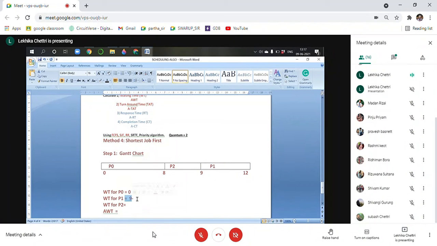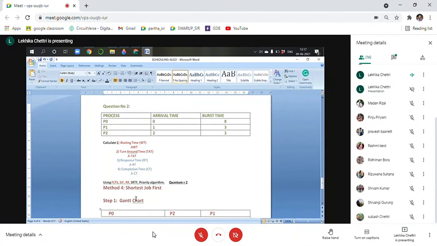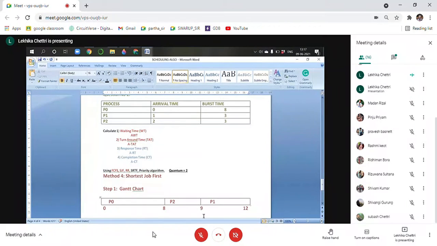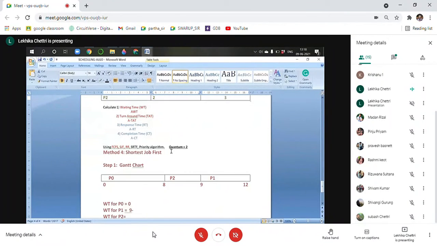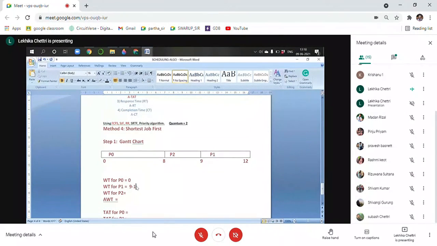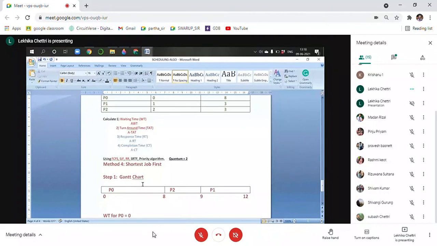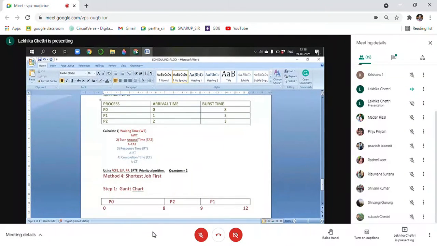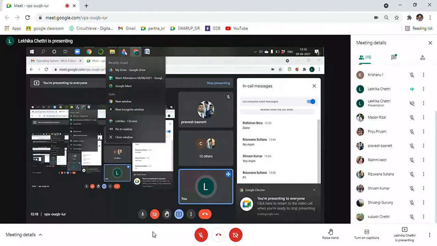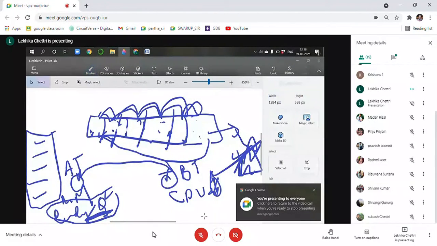Okay, but by when had you come to your home? For that you have to go here. Okay, so let me keep this along with me. So P1 got the CPU at time unit 9, but when did it come to the main memory? At arrival time 1. So I will do 9 minus 1. Okay, so what is the purpose of this? The purpose is, I will explain with the help of a diagram here.